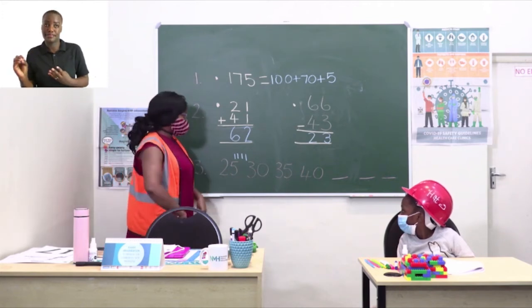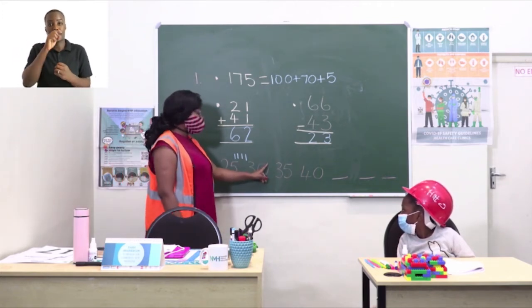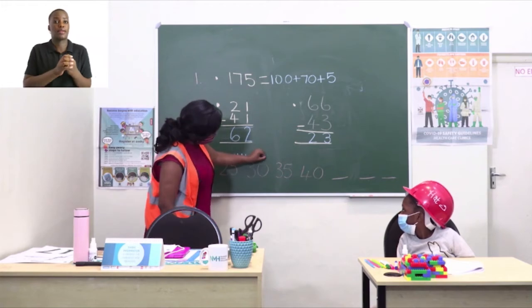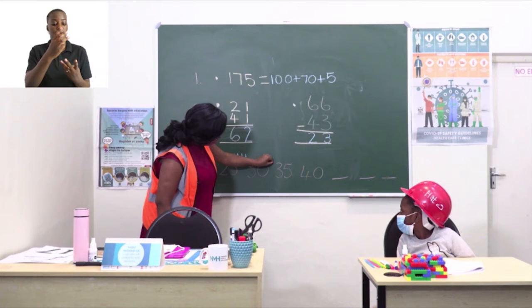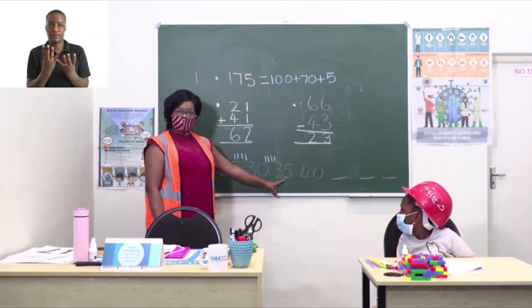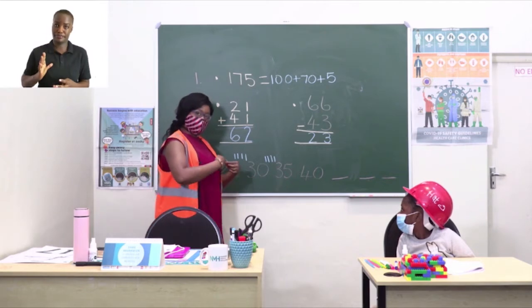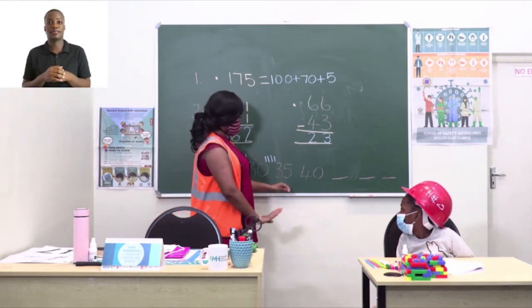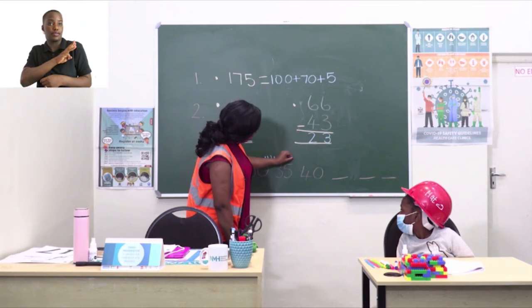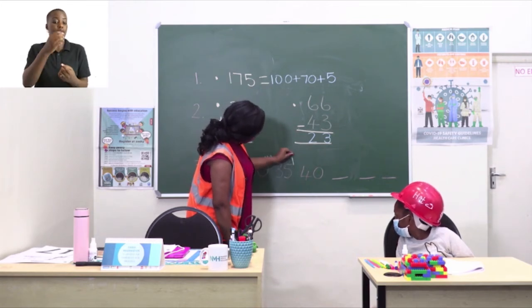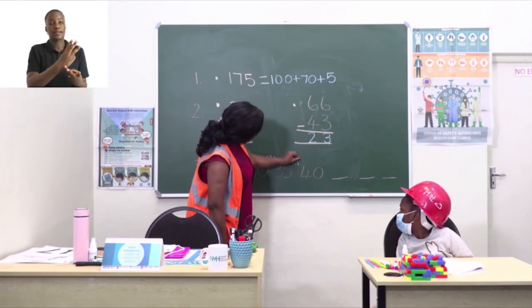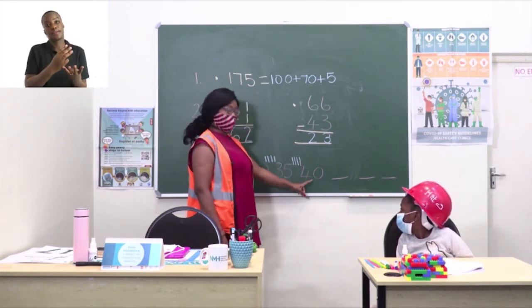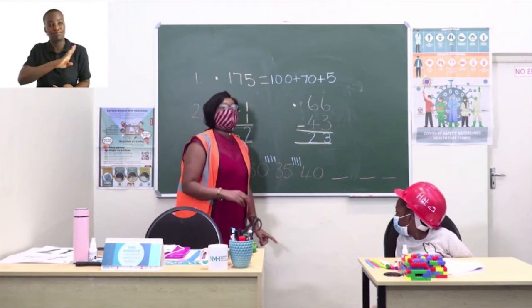Let us now move on to the next number. After 30, we have 31, 32, 33, 34, 35. Let's move on to the next number. From 35, we have 36, 37, 38, 39, 40.